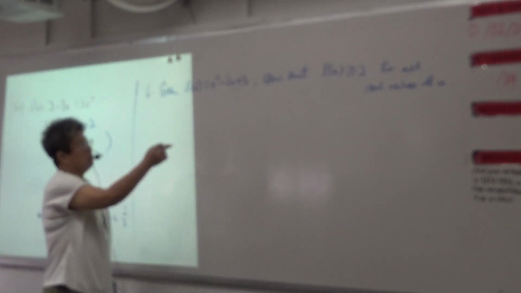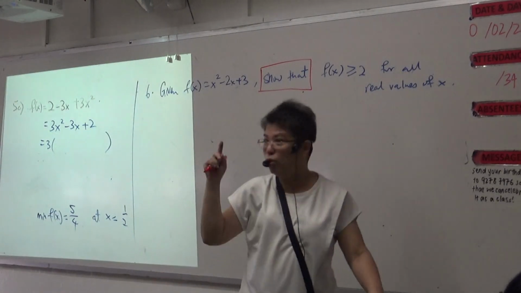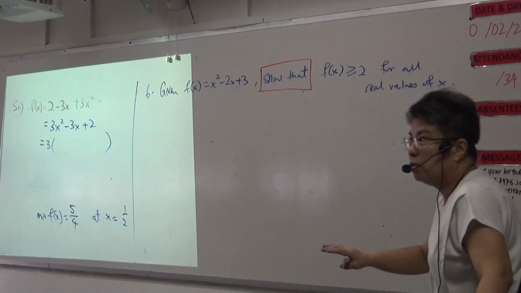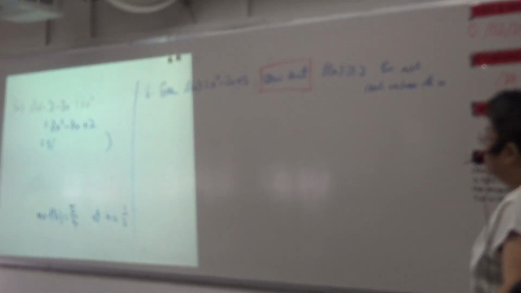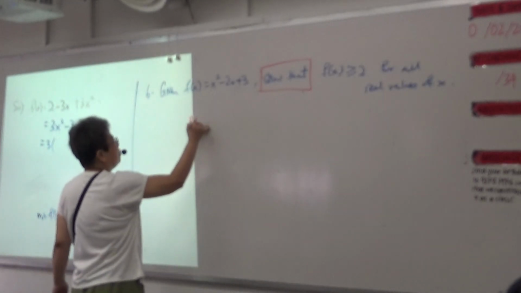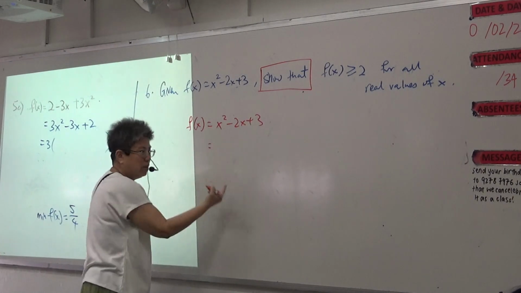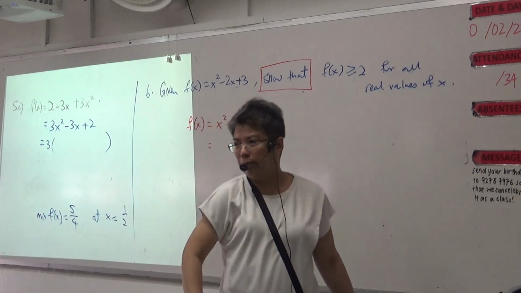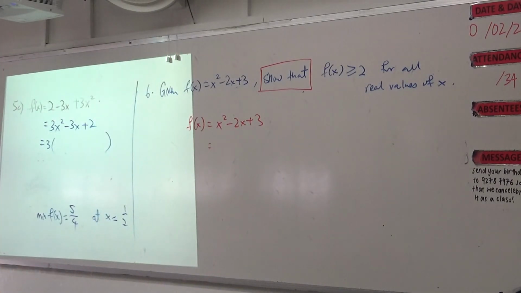Now, the question is this. What is this? You're supposed to show that. You're not supposed to assume that. Understand? You're supposed to show. Alright? So, everybody, need to complete the square.